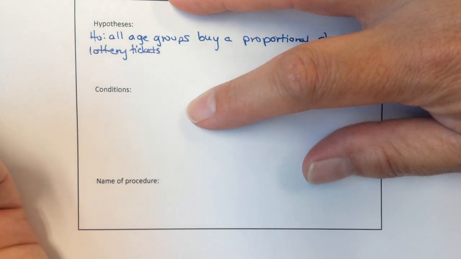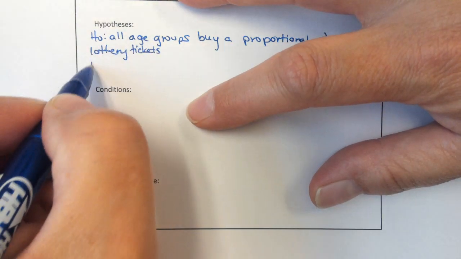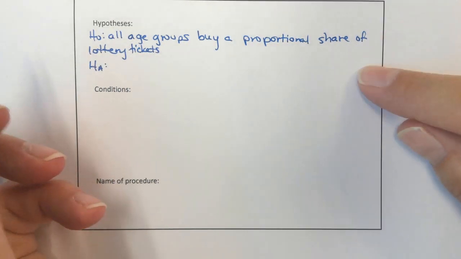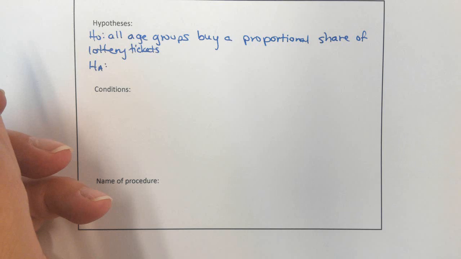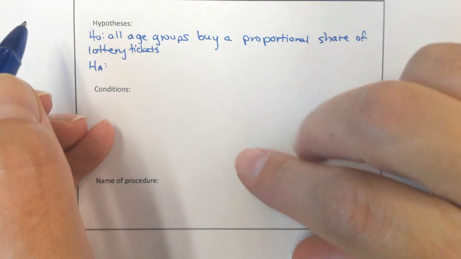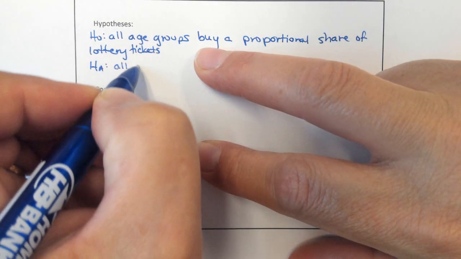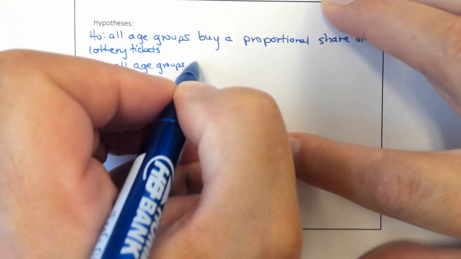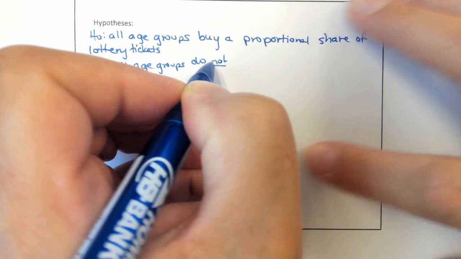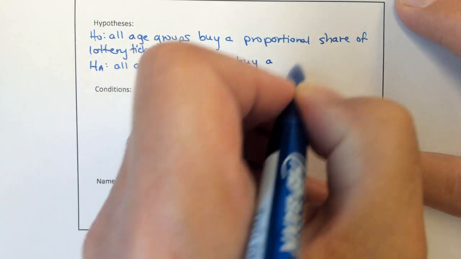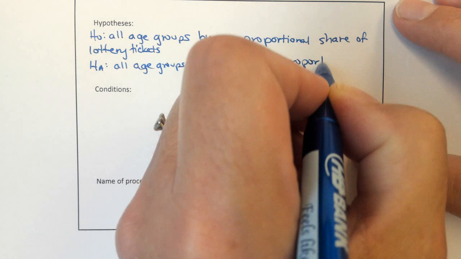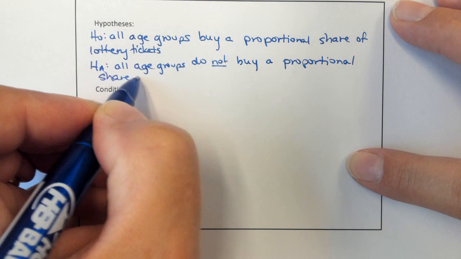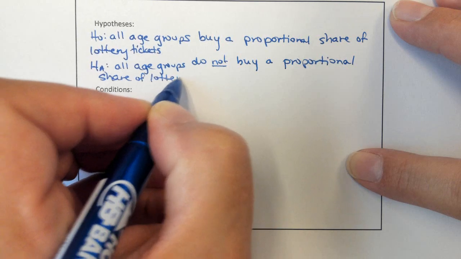And then the alternative would be that they don't, or that they buy a disproportionate share. So a lot of times all you have to do is put a do not or not in the second sentence, and you have your alternative. So all age groups do not buy a proportional share of lottery tickets.